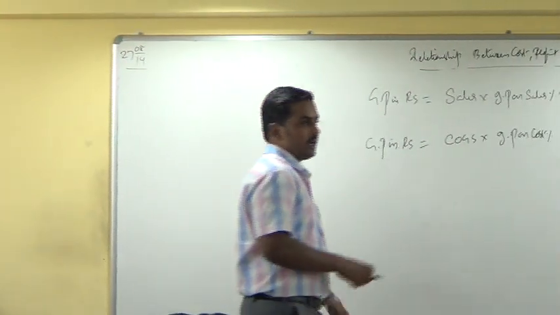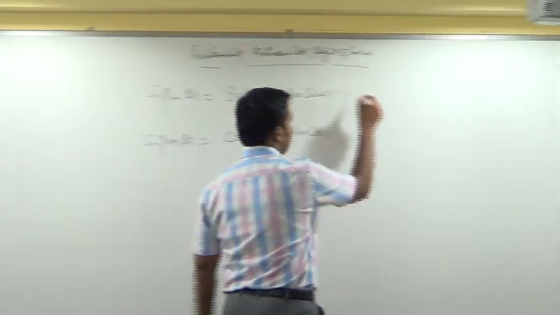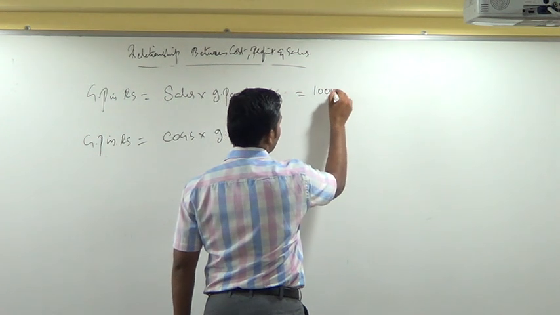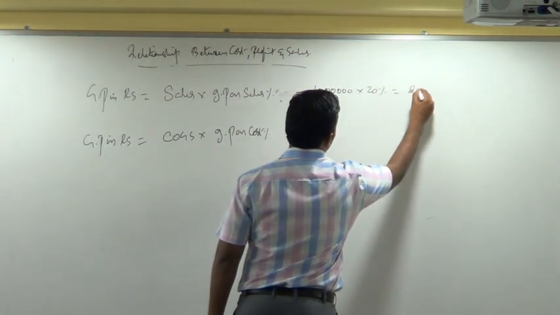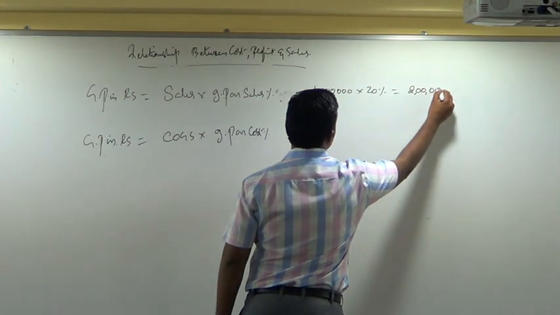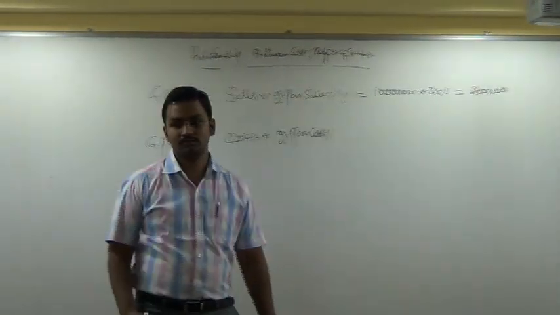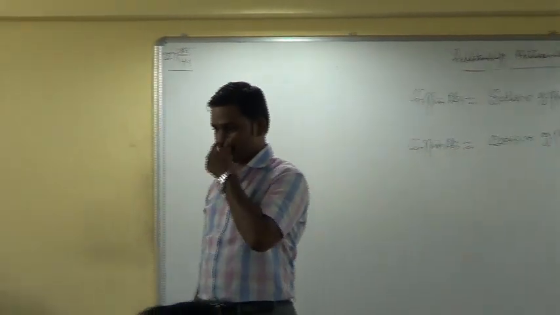I know sales and I know gross profit on sales percentage. How much is it? 10 lakh into 20%, 2 lakh rupees is my gross profit.